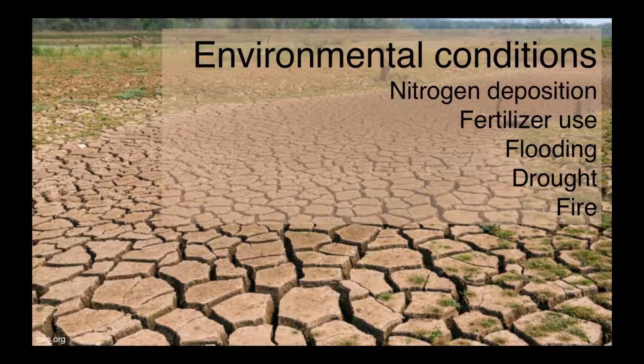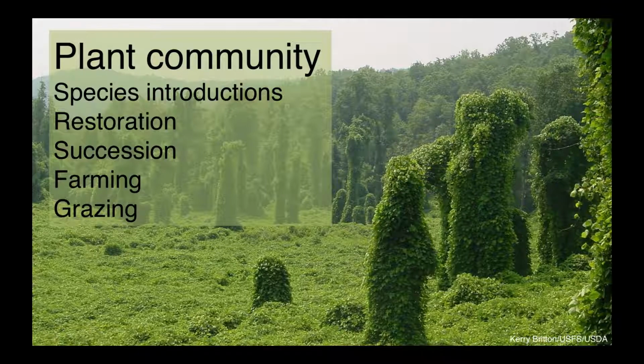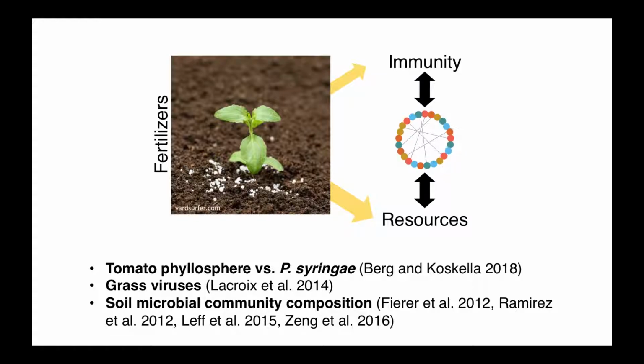Some examples of perturbations to environmental conditions that are linked to human activities include nitrogen deposition, fertilizer use, flooding, drought, and fire. Some examples of plant community perturbations include species introductions, restoration, succession, farming, and grazing. While I'm not talking about all of these, it gives you an idea of where this research sits. I will be talking about fertilizers as an environmental condition that's being perturbed.